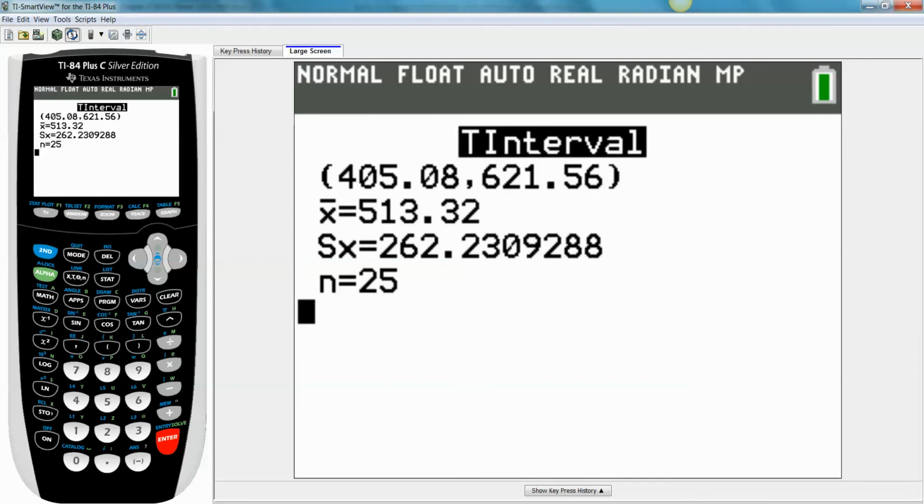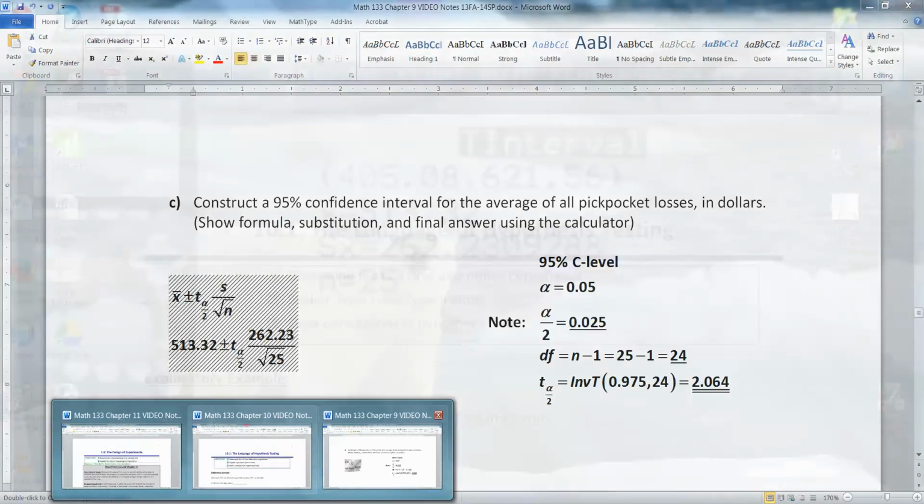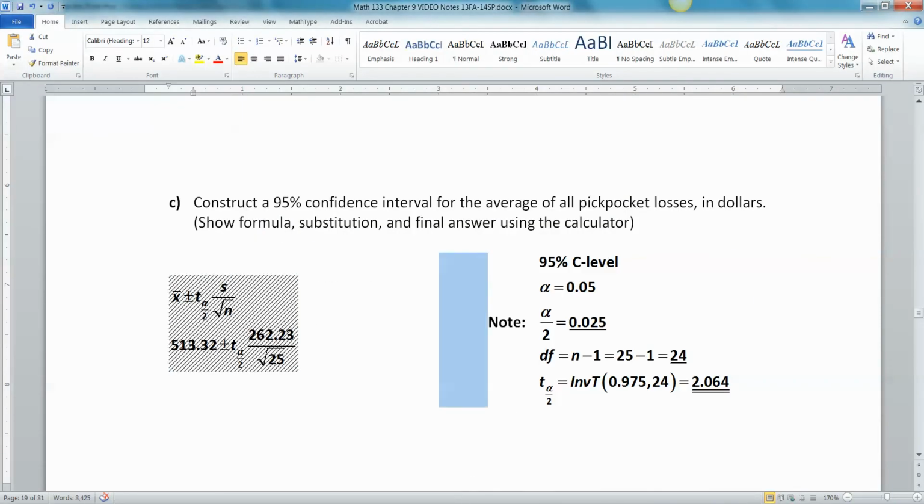And here is that other way to come up with a point estimate. You actually don't have to do one variable stats. You can just run T interval off the data. And when you do that, it'll tell you the parts of the formula you need. It'll tell you that it's 513.32 for X bar, and it tells you S is 262.2. The only part it doesn't tell you is actually the hardest part, which is the T value over here that we had to find by ourselves.